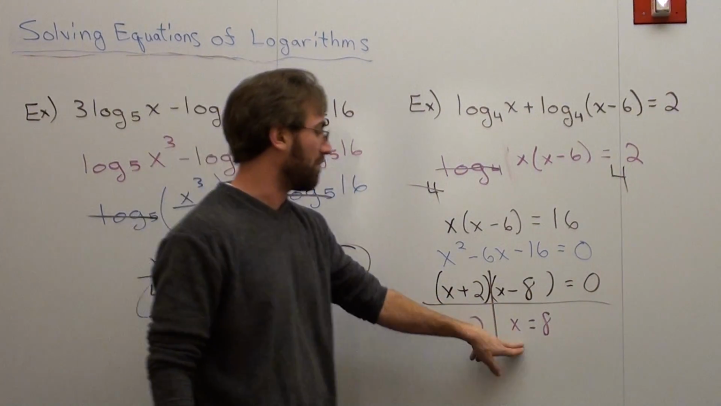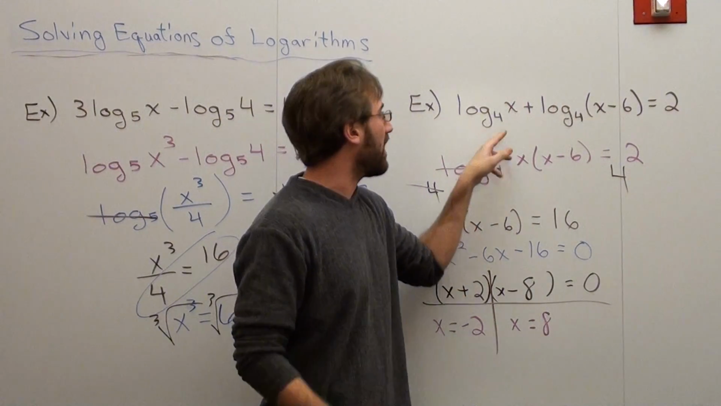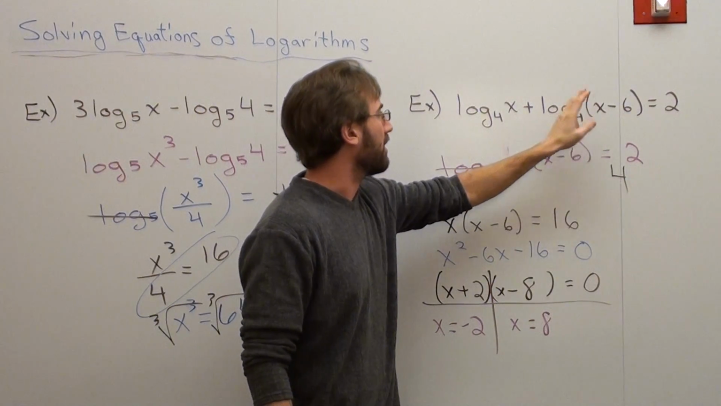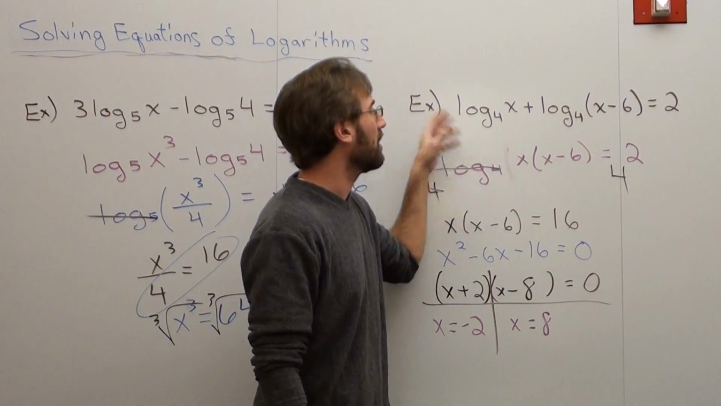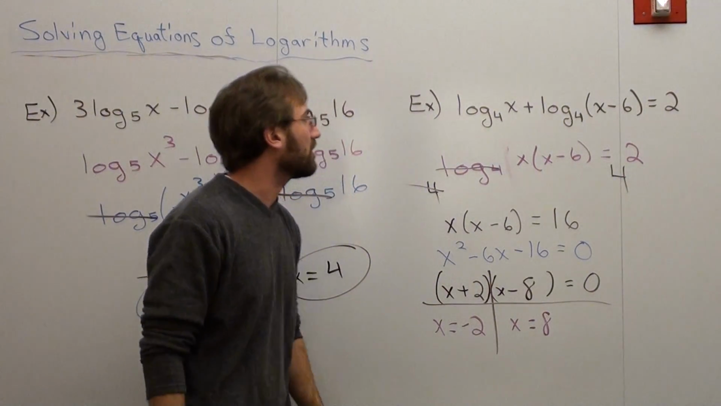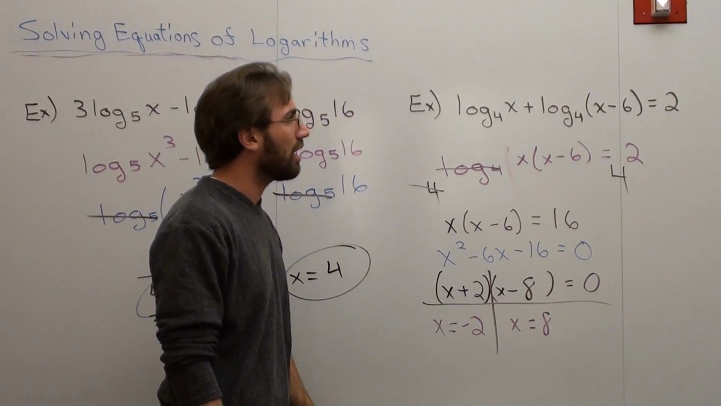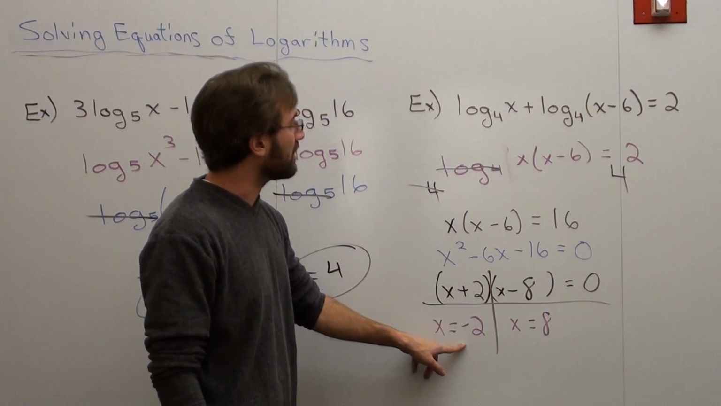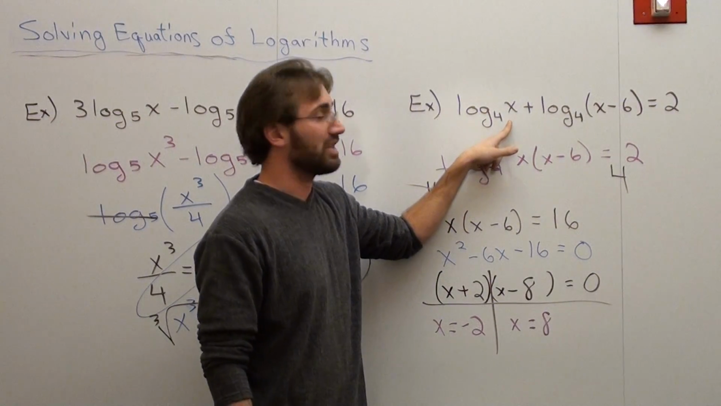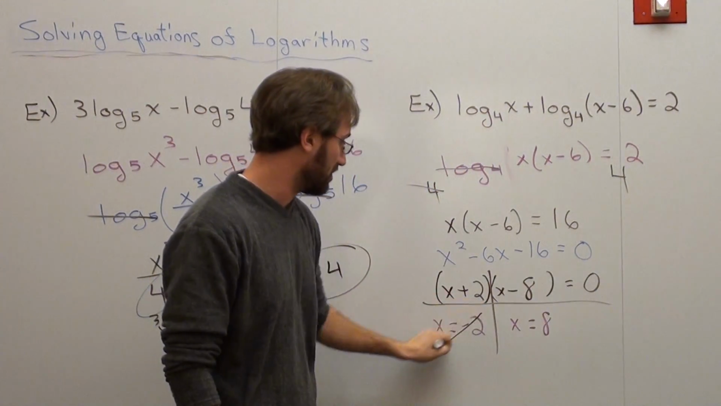If I substitute in my positive number, 8 minus 6 is 2, so that's fine. This number always has to be greater than 0. Okay, story checks out. Good to go. If I substitute in a negative 2, that becomes negative 8, and that becomes negative 2, story doesn't check out. So this one is extraneous.